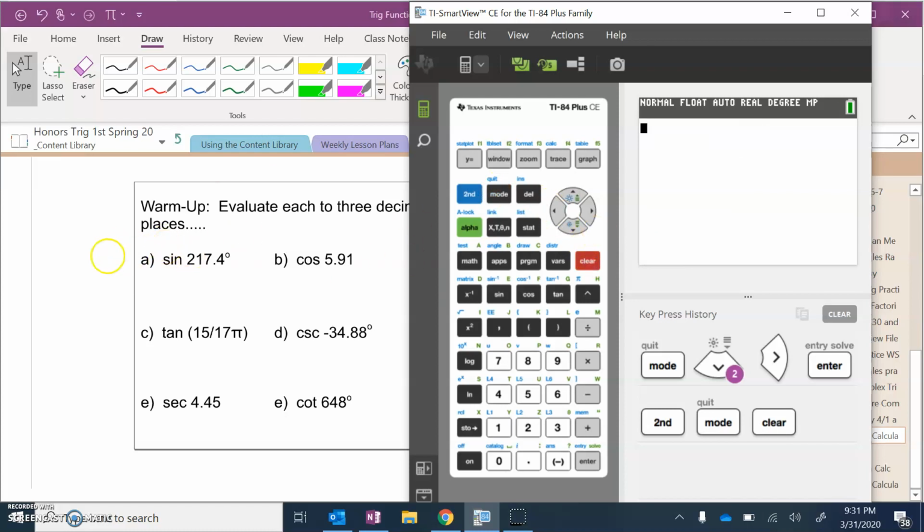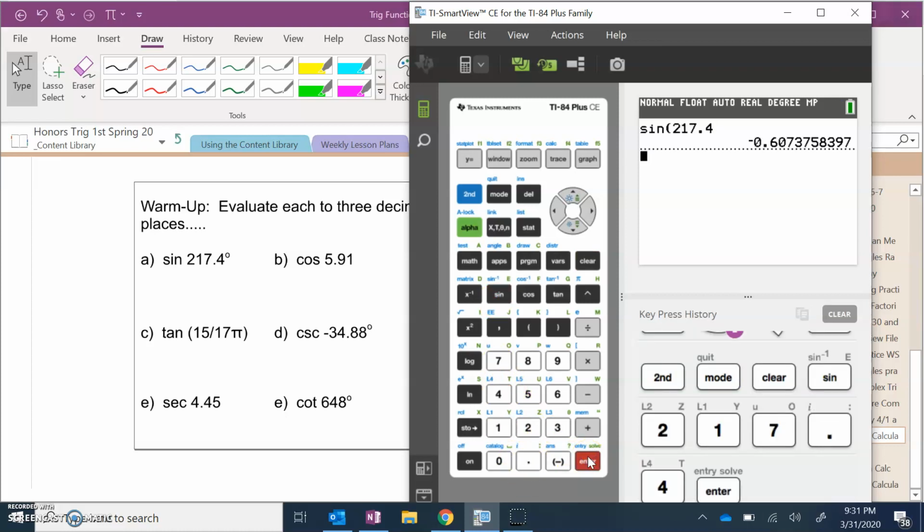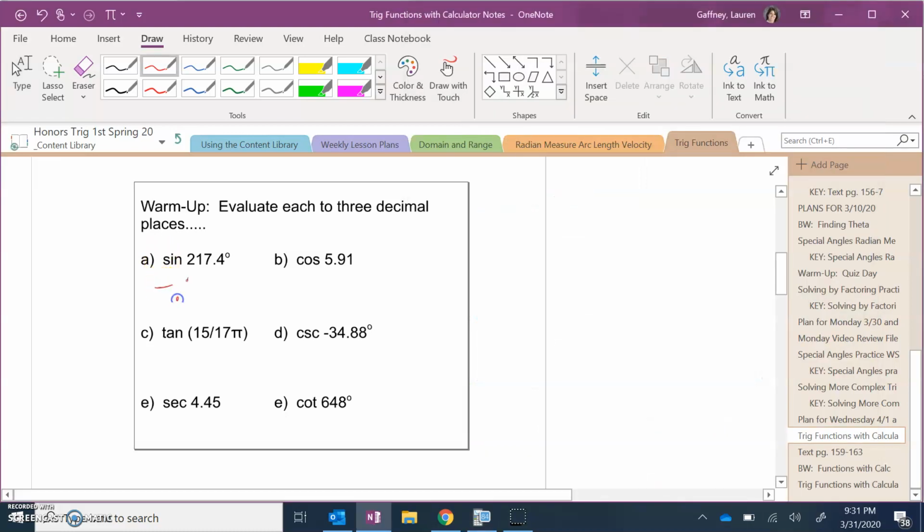So I'm going to do any of the ones that are in degrees. So I want to do sine of 217.4. Enter. Okay, so that's negative 0.607. So let's take this to 3 decimal places. So negative 0.607. And that's it.